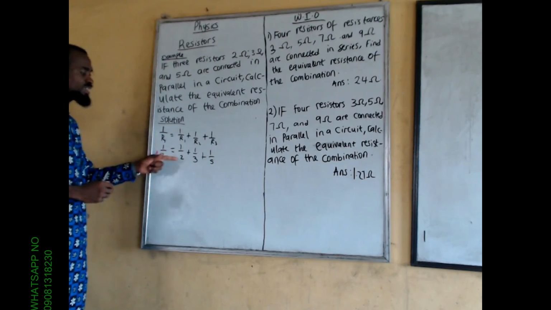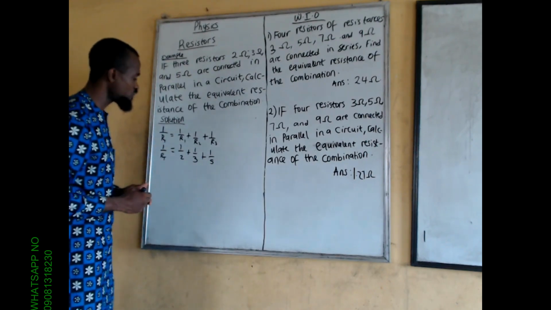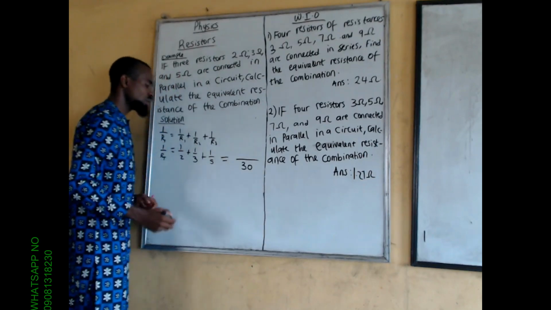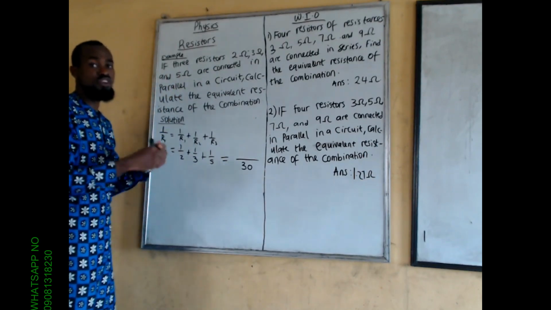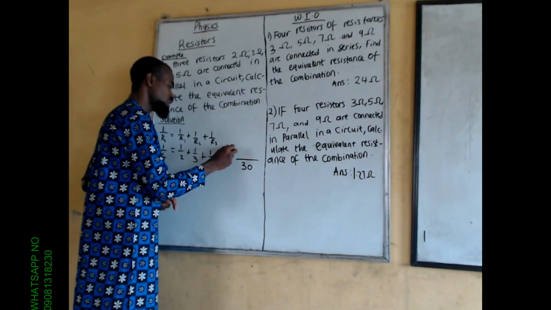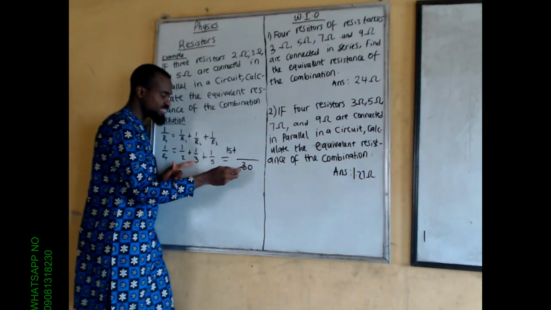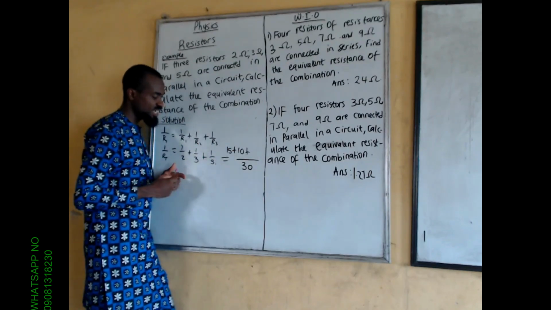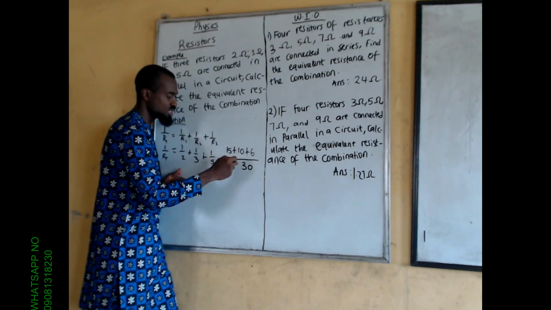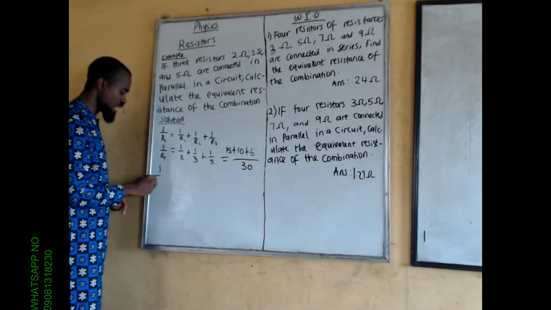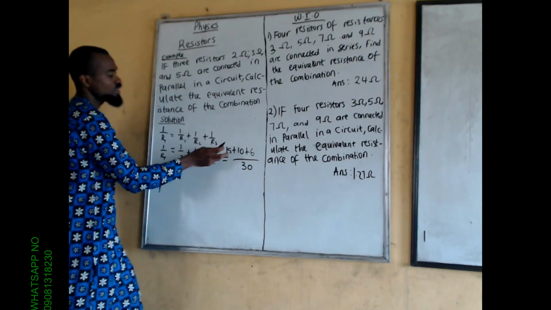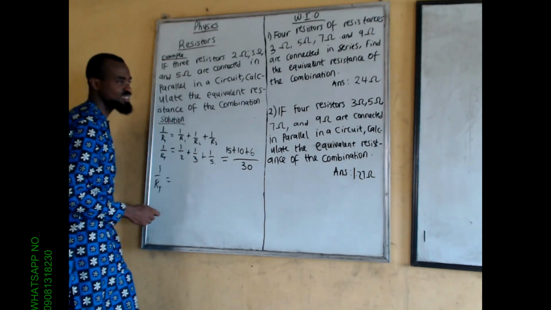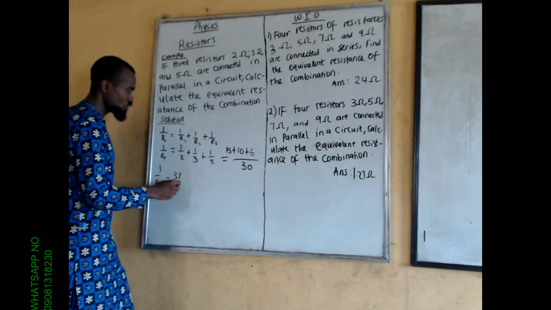Then the next thing is to find the LCM of 2, 3, and 5. The LCM of 2, 3, and 5 is 30. Now 30 divided by 2 will give us 15, and 15 times 1 is 15. Plus 30 divided by 3 is 10, times 1 is 10, plus 30 divided by 5 will give us 6, and 6 times 1 is 6. So this will lead us to 1 over R total is equal to 15 plus 10 will give us 25, and 25 plus 6 will give us 31 over 30.